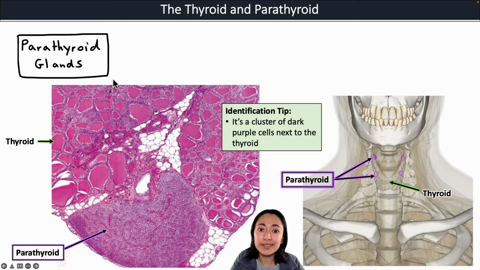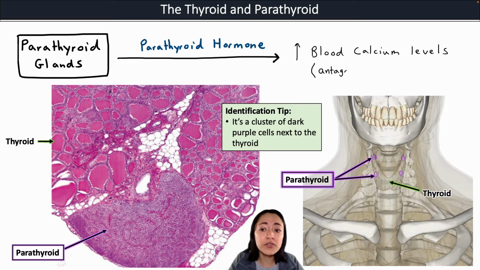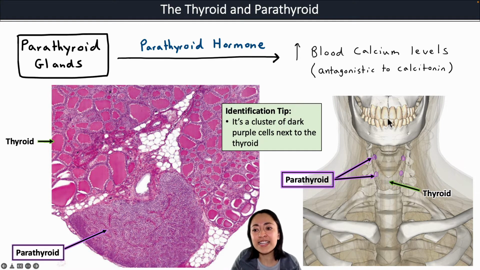Now, the parathyroid glands secrete a hormone known as parathyroid hormone. Parathyroid hormone is going to increase blood calcium levels. So it's going to cause your bones, for example, to release calcium into your blood. Parathyroid hormone, therefore, is antagonistic, or in other words, opposes calcitonin. So both calcitonin secreted by the thyroid gland and parathyroid hormone secreted by the parathyroid gland work together to help regulate your blood calcium levels to keep them at homeostatic levels.